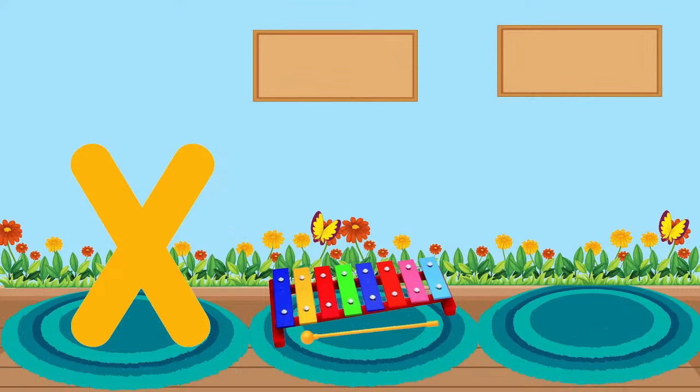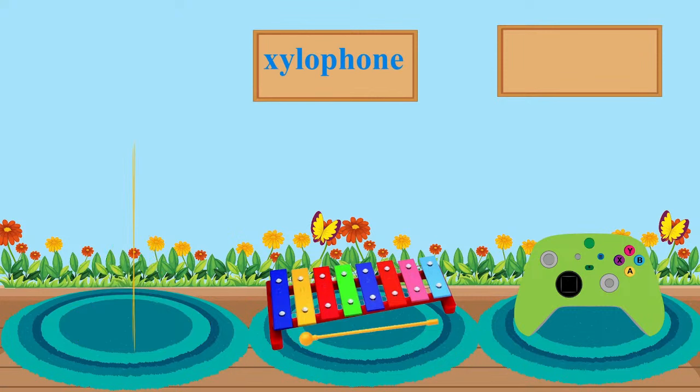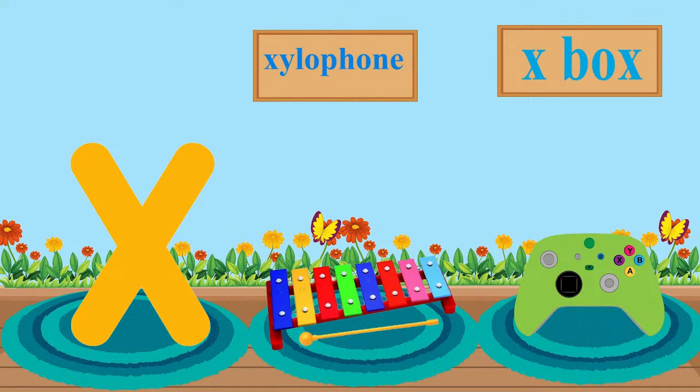Xylophone. X is for Xbox. Xbox. X is for xylophone. X is for Xbox. Y is for yellow.